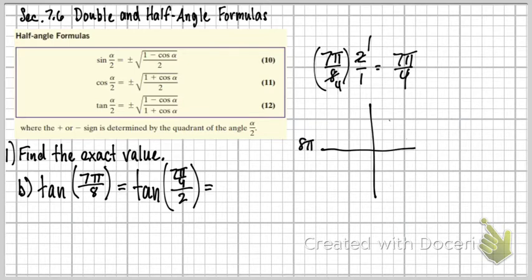So 8 pi eighths is going to be pi. 7 pi eighths is 1 before it, so it's over in this quadrant here. So that's quadrant 2. All students take calc. So since it's tangent, we know tangent is negative here.